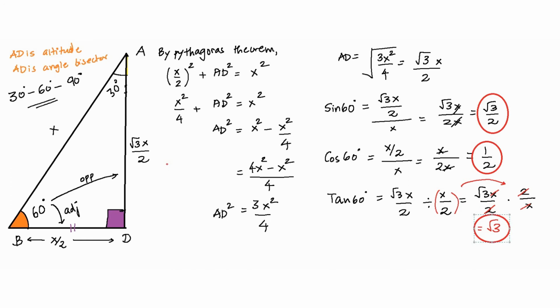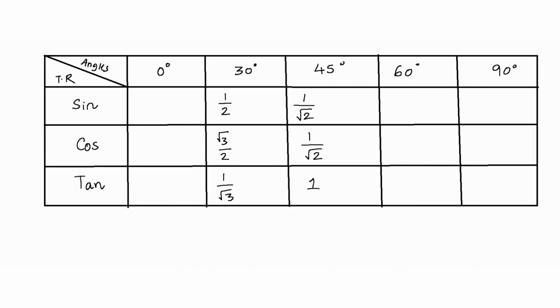So let us fill these values in the table now. So we found the trigonometric ratios for 60 degrees. Sin 60 is root 3 by 2. Cos 60 is 1 by 2. And tan 60 is equal to root 3. So if you notice, we now are missing the trigonometric ratios for 0 degree and 90 degree. So let us find a way to find the trigonometric ratios for 0 degree and 90 degree.